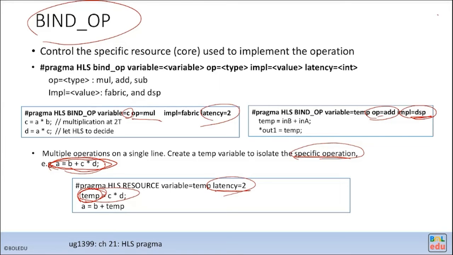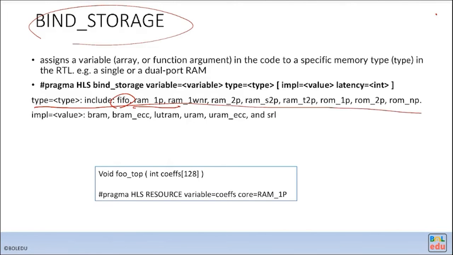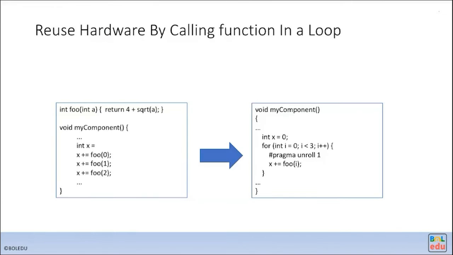Okay, so that's how you can use the bind op. You can bind storage, basically the memory type you want to use. So you can explicitly specify what kind of memory you want to use: FIFO, which is a different type of memory, and also block RAM or UltraRAM. You use these two to control the resource to use.